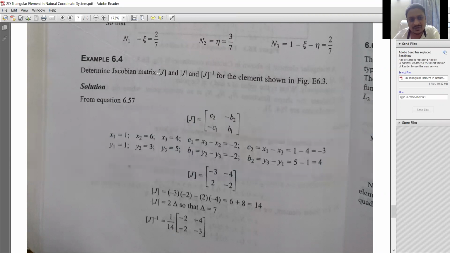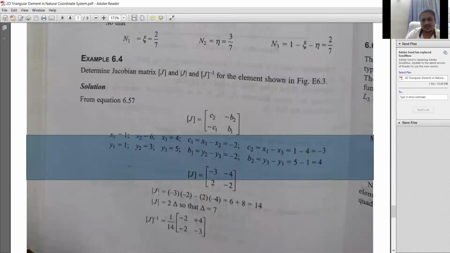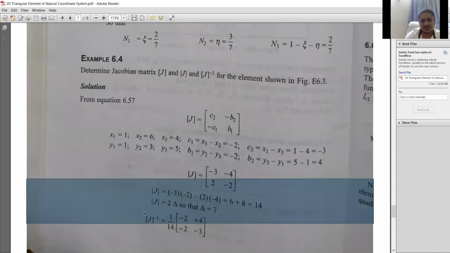So this completes the first part, that is, what is the J matrix. If you want to calculate the determinant of J, we can easily calculate it using simple mathematics. The determinant of J is nothing but twice the area of the triangle. So it comes out to be 14, and the area of the triangle comes out to be 7.